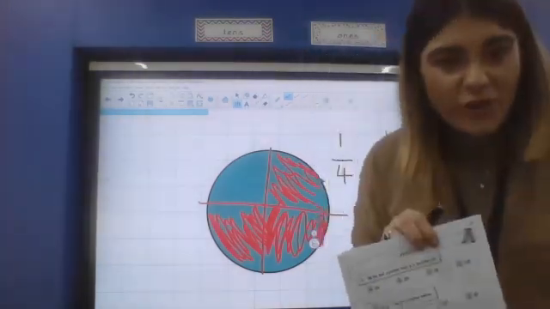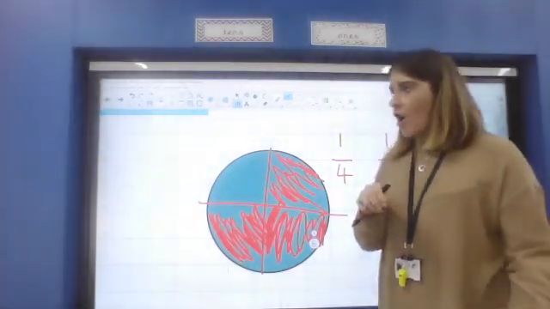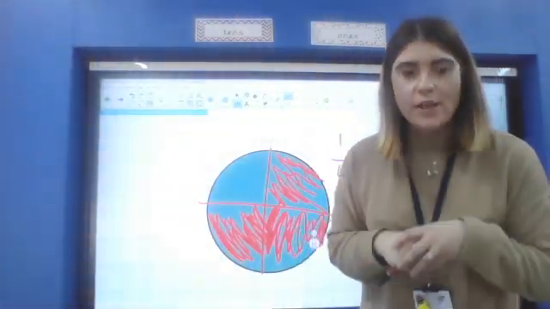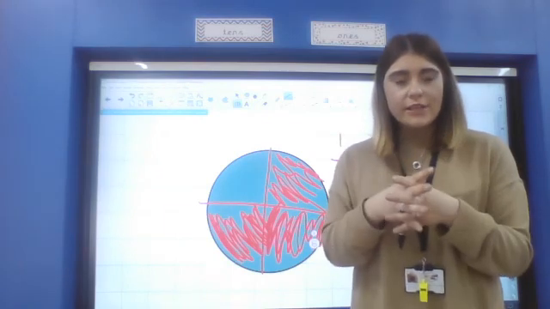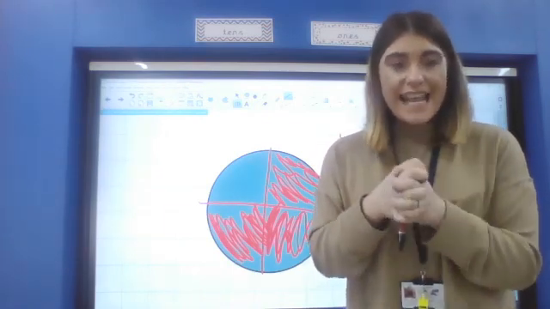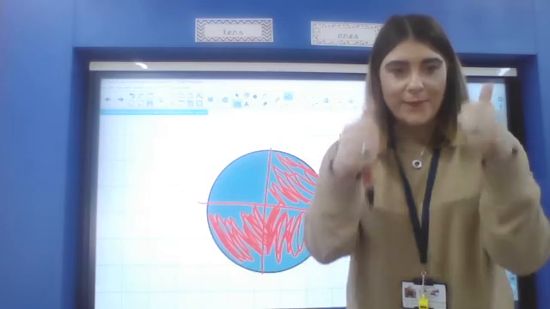So, can't wait to see your learning. This is tricky stuff, Year 2. I can't wait to show you when you come back how you've been getting on with your fractions. So today, your main learning is finding a quarter and a third of a number. Okay, hope you get on okay.